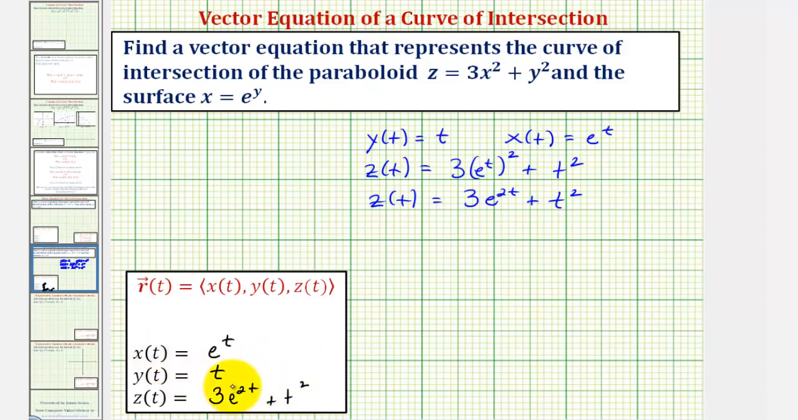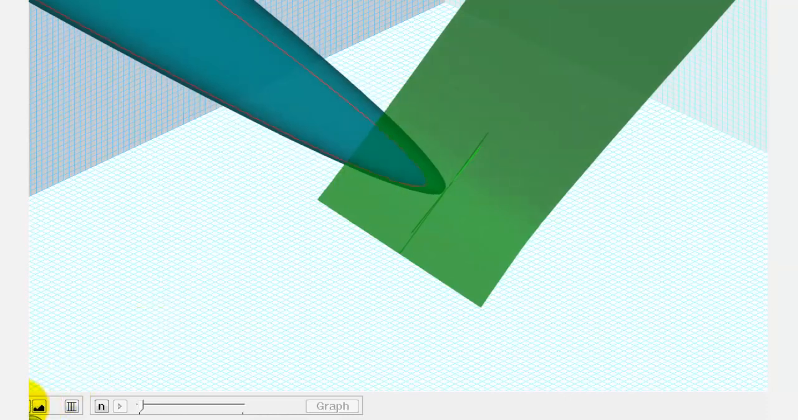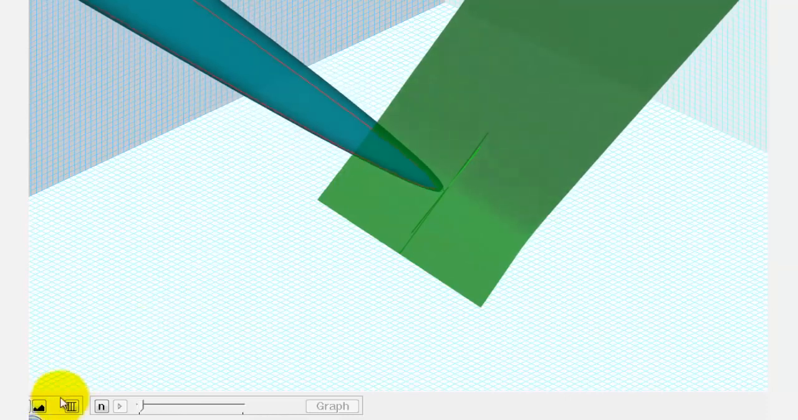Let's go ahead and verify this graphically. This graph includes the red curve that will be traced out by the vector valued function. Notice how this red curve does trace the intersection of the paraboloid and the surface. Let's go ahead and change the window here. Again, notice how this red curve, traced out by our vector valued function, does trace the curve of intersection.